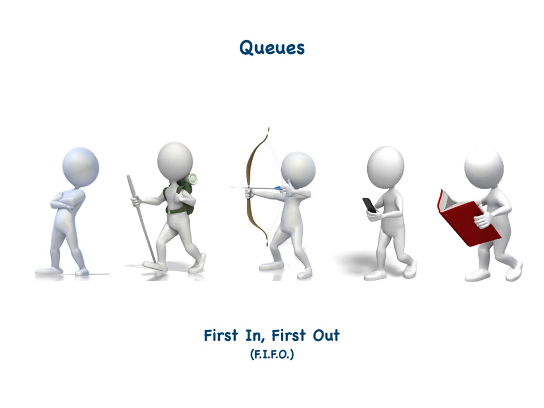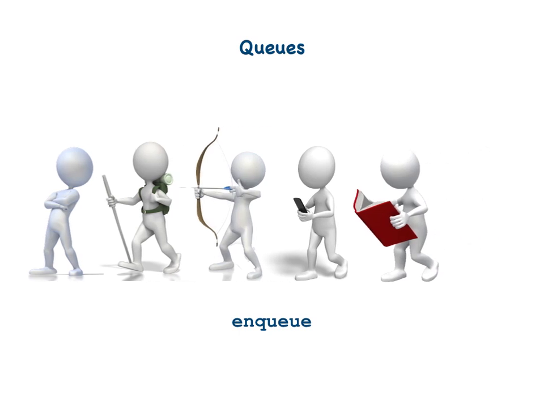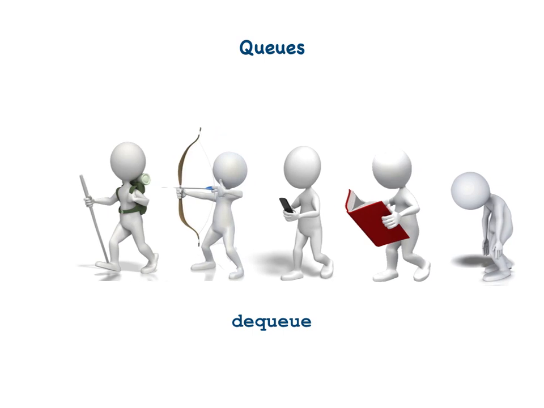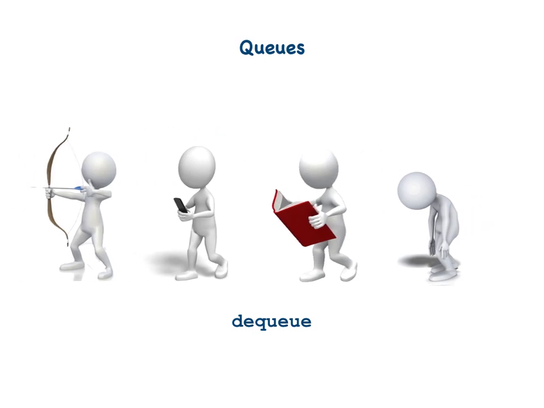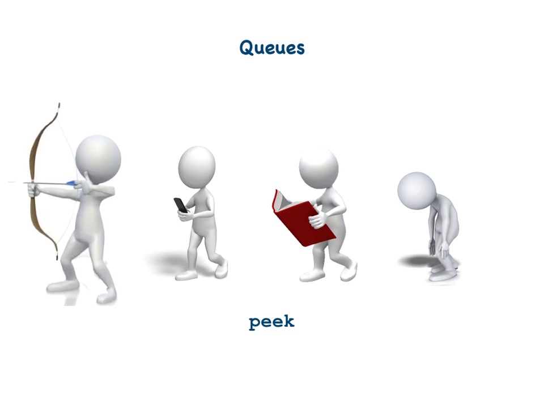Now, the methods for a queue include the enqueue method, which simply means add an object to the back of the queue. Then you have the dequeue method, which simply means remove the object that's currently at the front of the queue. Then thirdly, you have the peek method, which simply lets you know which object is currently on top of the queue. It does not modify the queue, it does not change it, it merely lets you know who's currently on top.